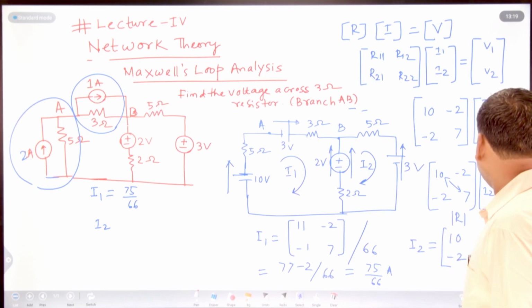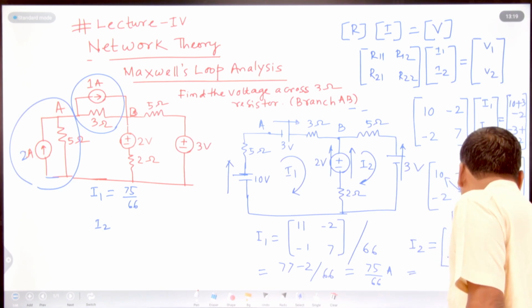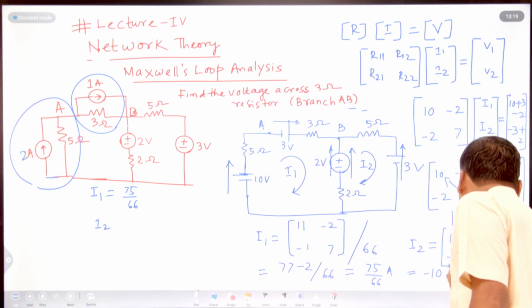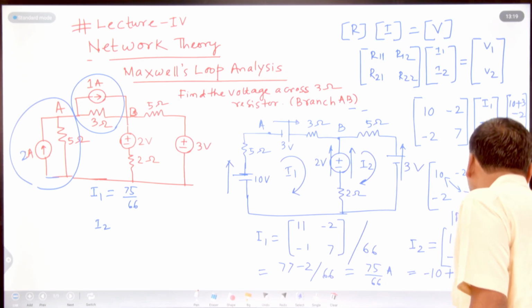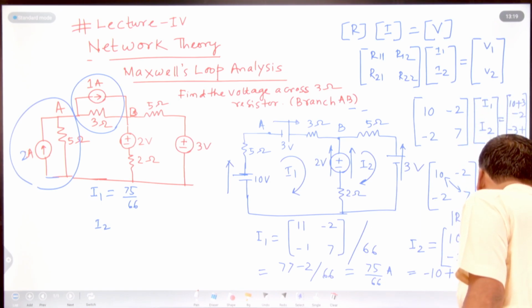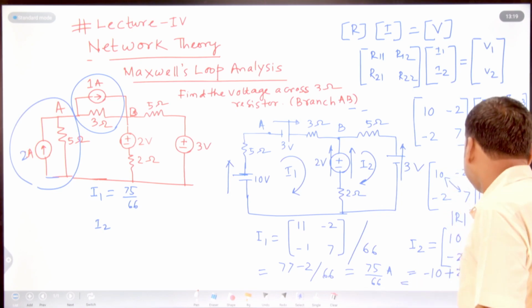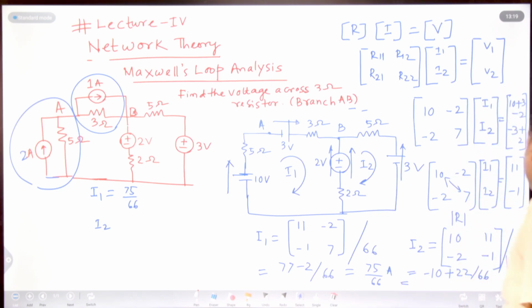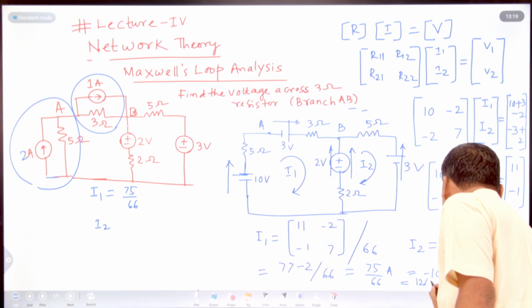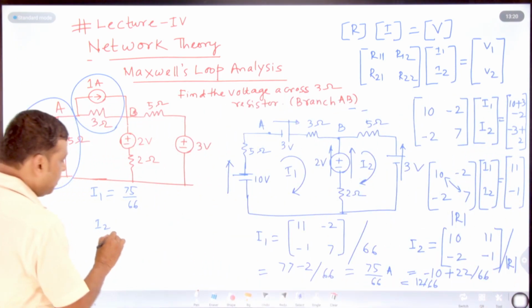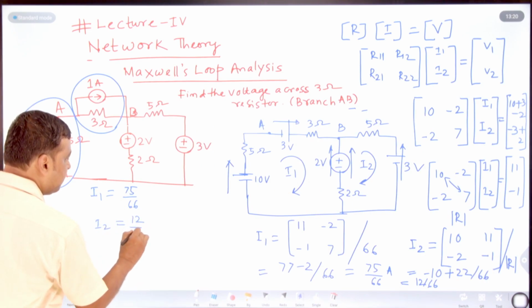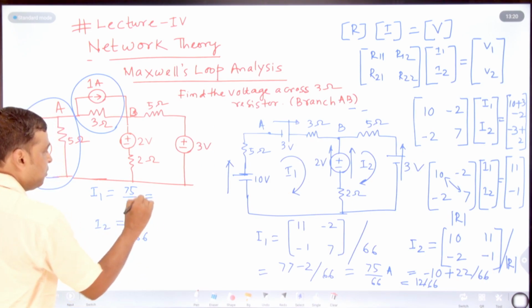So what is this value? 10 into minus 1, minus 10, and minus minus plus, 11 into 2, 22, divided by R. The R value is 66. So this will be minus 10 plus 22, that is 12, 12 by 66 ampere. The value of I2 here is 12 by 66.